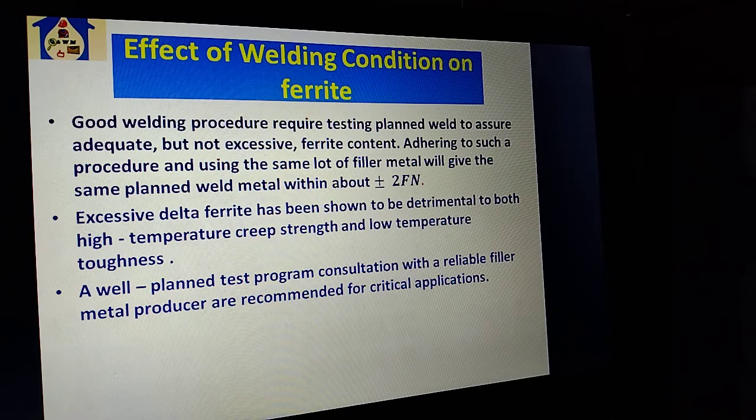Excessive delta ferrite has been shown to be detrimental to both high temperature creep resistance and low temperature toughness. A well planned test program, consulted with the reliable filler metal producer, is recommended for critical applications.